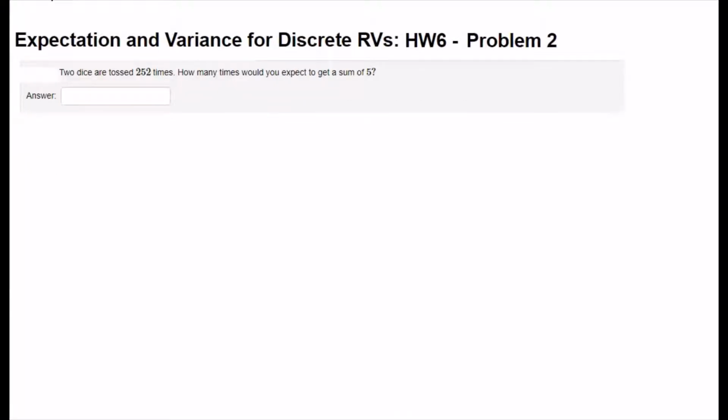Problem number 2. 2 dice are tossed 252 times. How many times would you expect to get a sum of 5? Expectation is, by definition, x_i times p_i, which is the number of trial times the probability of that trial. And we know that here our number of trial is 252 times.